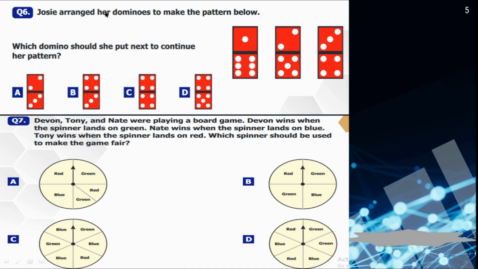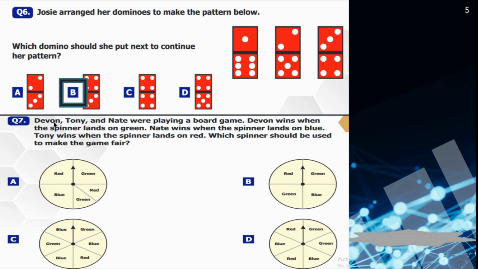Question number 6. Josie arranged her dominoes to make the pattern below. Which domino should she put next to continue her pattern? So here 1, 6, 2, 5, 3, 4. According to the given options, she has only one option: she flips the last domino, that is 3, 4. So when she flips it, the answer will be option B, 4, 3.